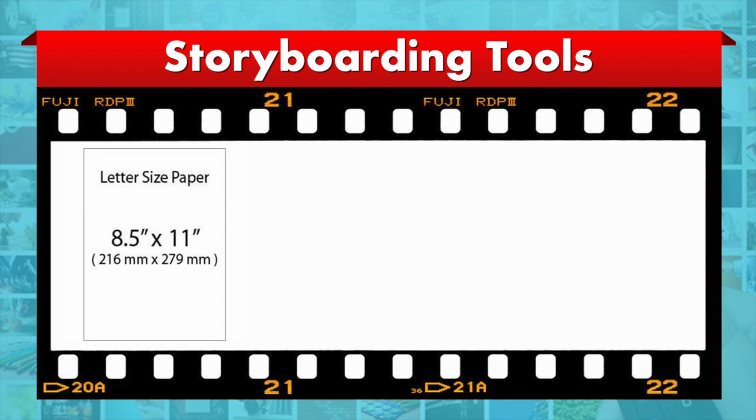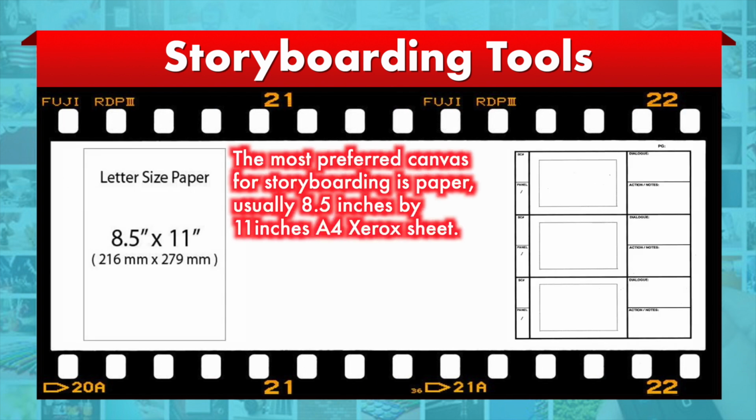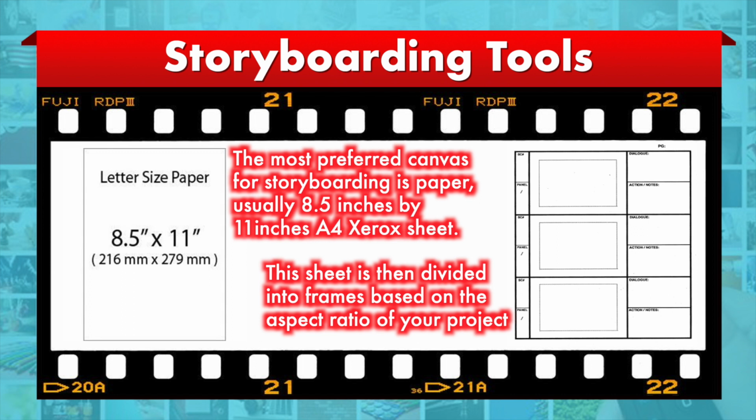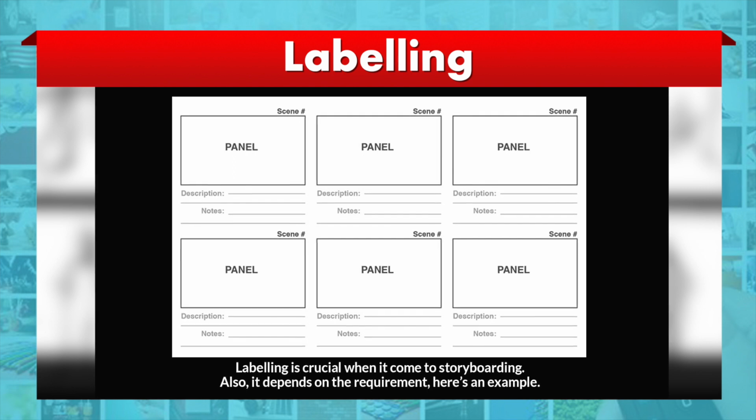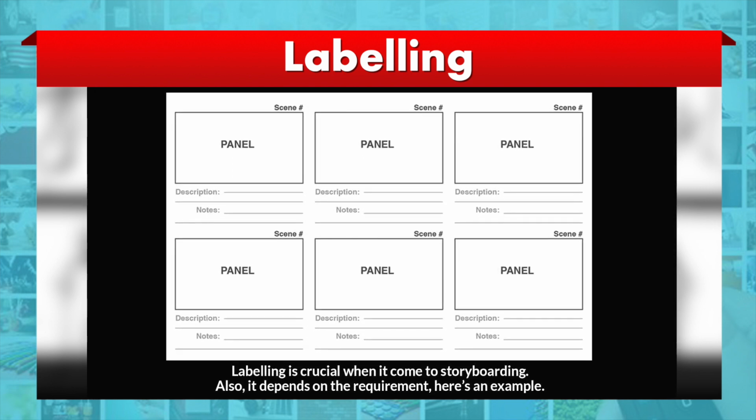The most preferred canvas for storyboarding is paper, usually 8.5 inches by 11 inches, which is an A4 Xerox sheet. This sheet is then divided into frames based on the aspect ratio of your project. Usually 4 frames in a sheet. Textured sheet can be used based on the artist's preference. Labeling is crucial, so whoever is going through your panel can follow.